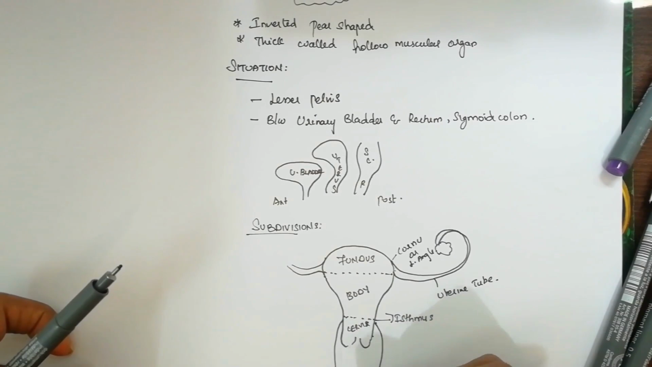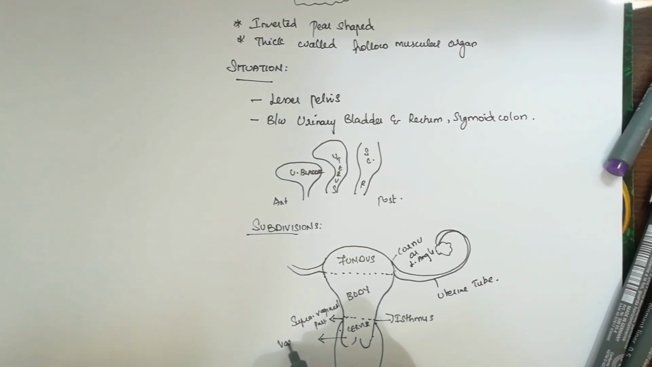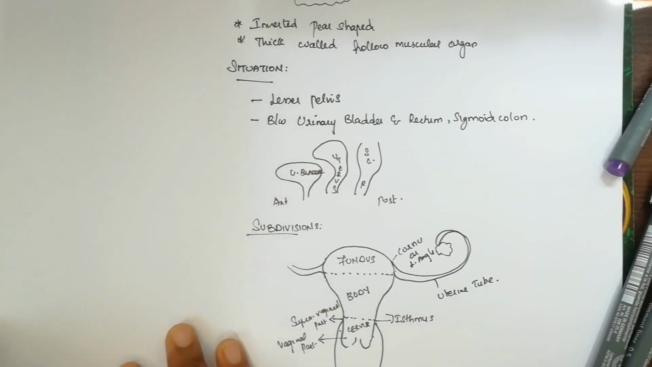The cervix is again divided into two parts. Above the vagina we have a part of the cervix placed, and that is called the supravaginal part. Below that, where the vagina is covering, we call that part of the cervix the vaginal part. So this is how we divide the uterus into three subdivisions: fundus, body and cervix. The cervix is again divided into two parts, supravaginal and vaginal part.